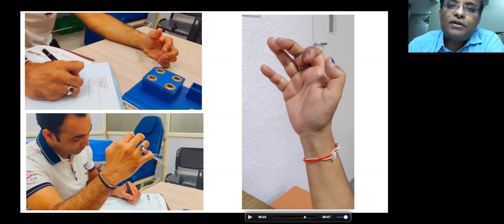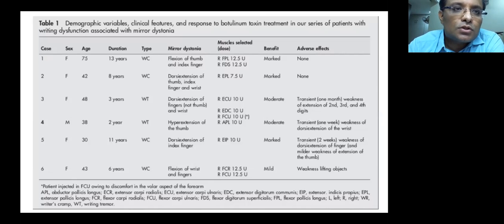So this is a very classical mirror dystonia, predominantly affecting the index finger and the thumb, with some flexion of the other fingers as well. So this is the chart where you see the mirror dystonia, and then accordingly you can select the different muscles and the different dose, and obviously the benefits are marked when you find the mirror dystonia.